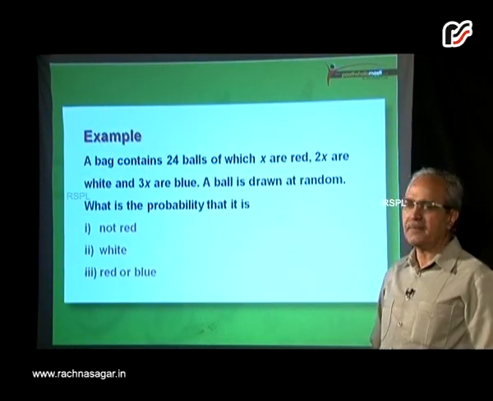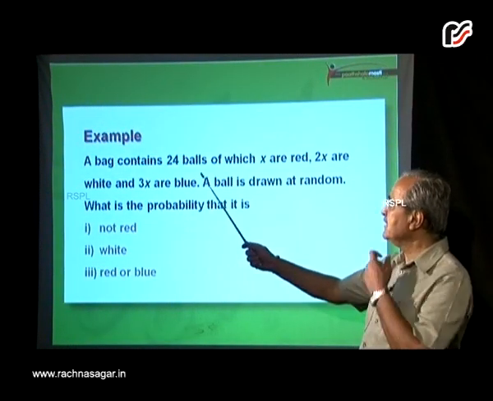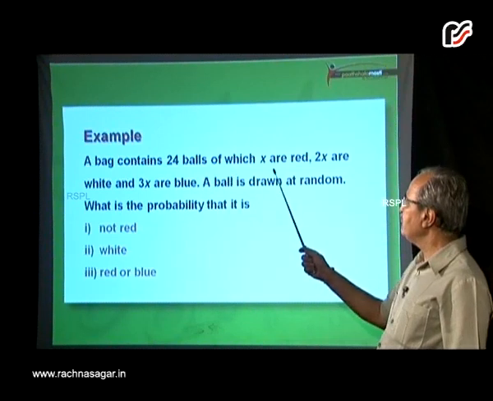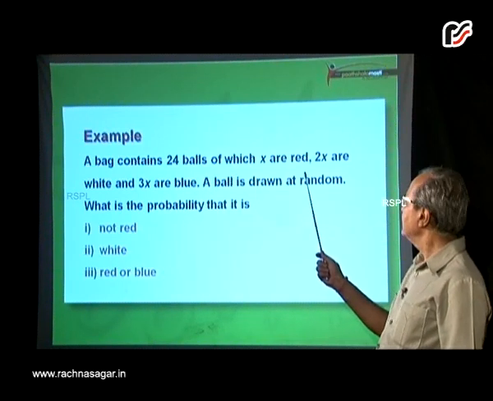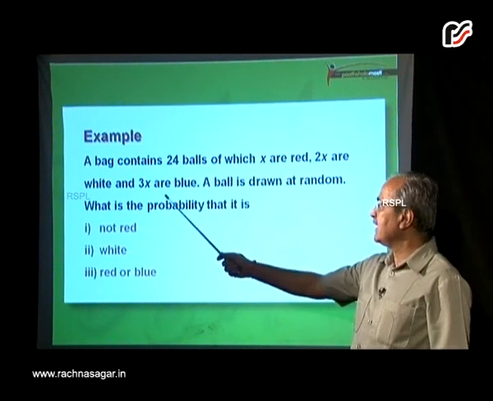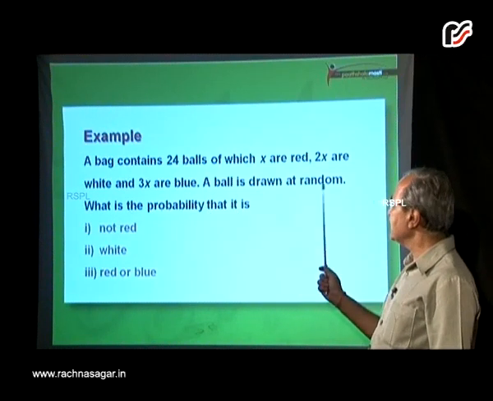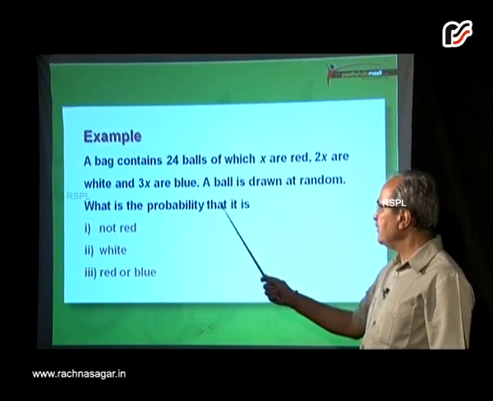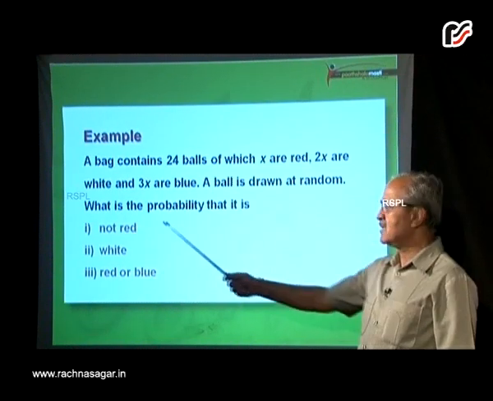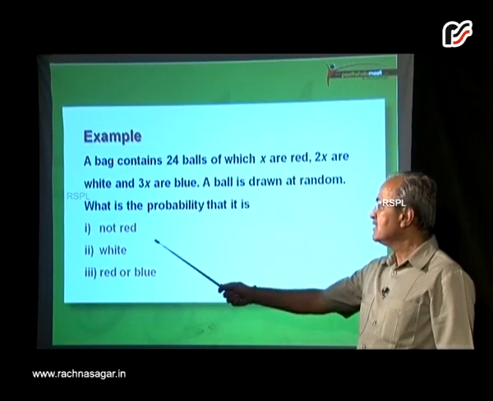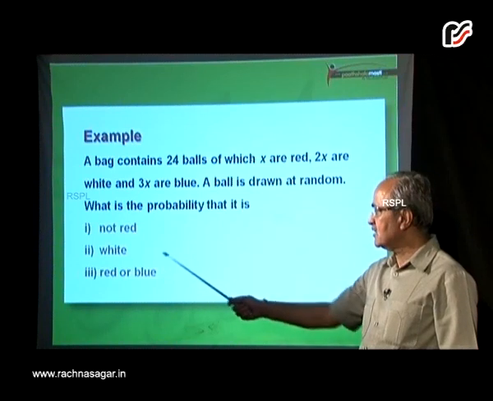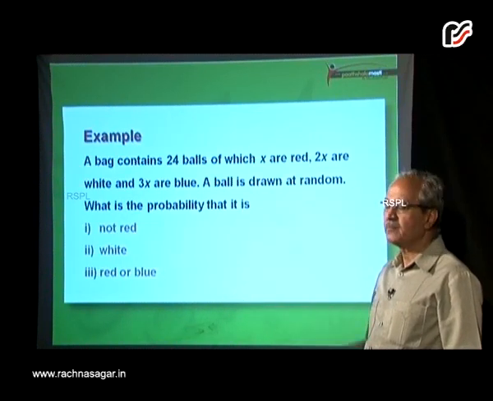Let us take another example. A bag contains 24 balls of which X are red, 2X are white and 3X are blue. A ball is drawn at random. What is the probability that it is number 1, not red, second, white, third, red or blue?